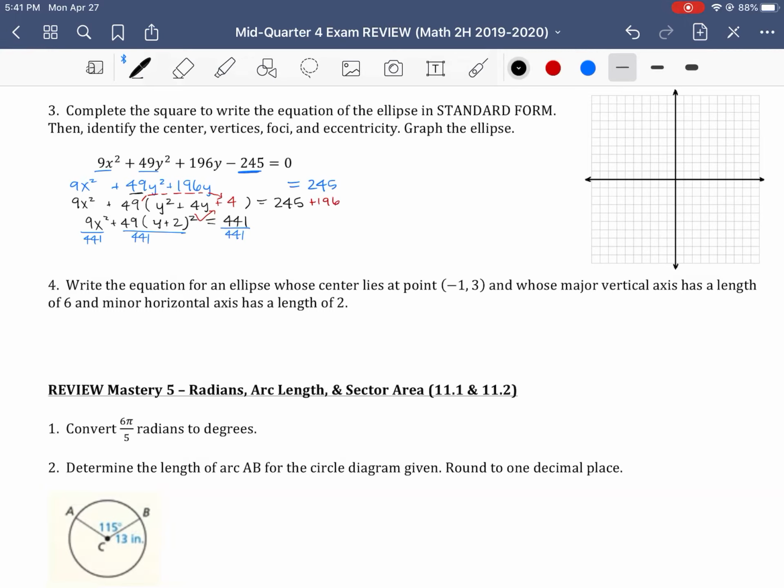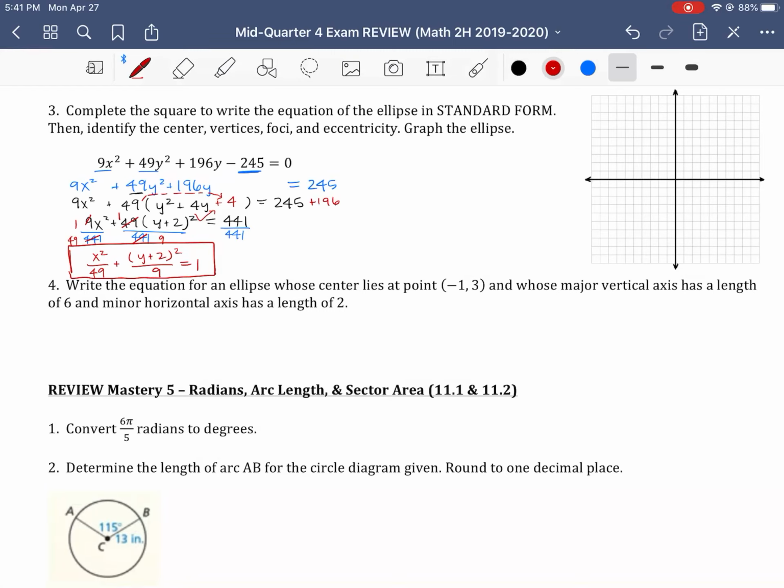So if I divide 9 into 9, that goes in once. And if I take 441 and divide it by 9, it goes in 49 times. So essentially this is going to be x squared over 49. Then 49 goes into 49 once, and we just found out that it goes into 441 9 times. So this one is going to look like y plus 2 squared over 9 is equal to 1. This is our standard form of the ellipse.